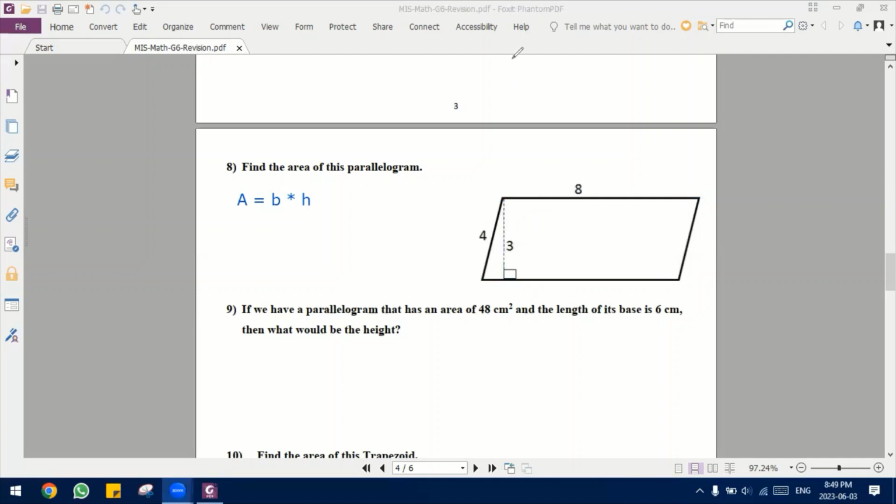So if I need to complete that, the base is 8 times the height is 3. Then 8 times 3 is 24. If we don't have the unit, we just write units. And then we don't forget the square.